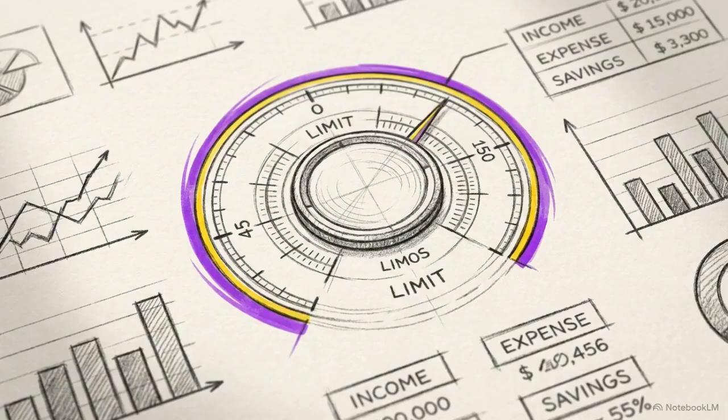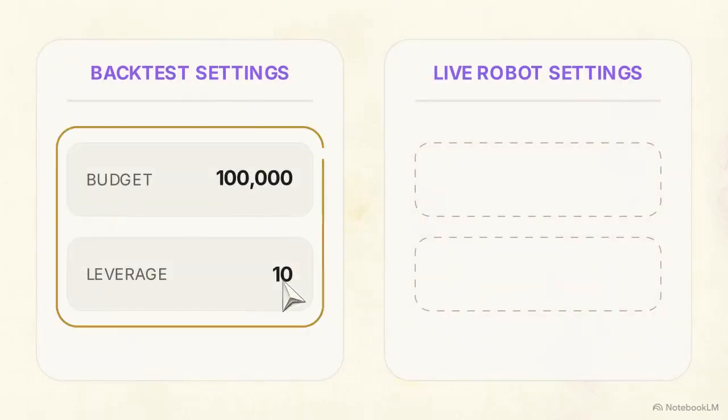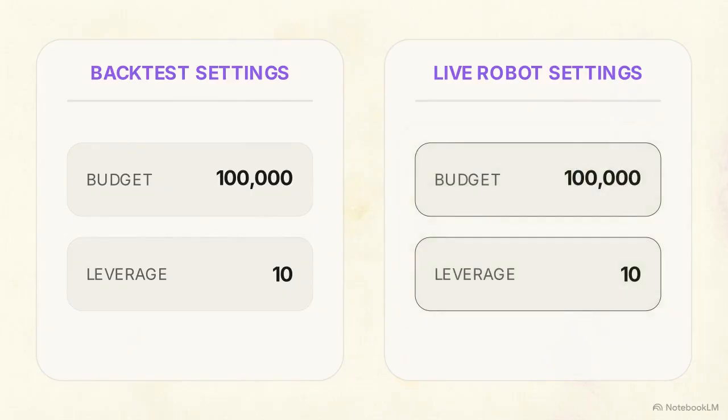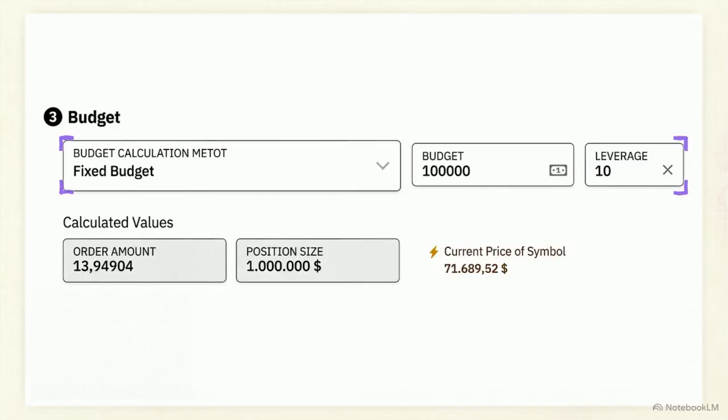Let's scroll down to Step 3, the budget section, where you will set your financial boundaries. For the most consistent results, apply the exact same risk methodology and leverage here that produced your successful backtest. Select your budget calculation method, then input your budget amount and your preferred leverage value. As you enter these numbers, the system dynamically calculates your resulting order amount and position size based on the current market price of the symbol.